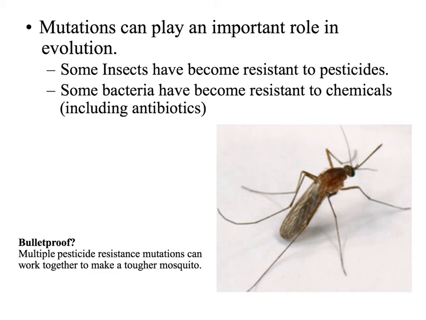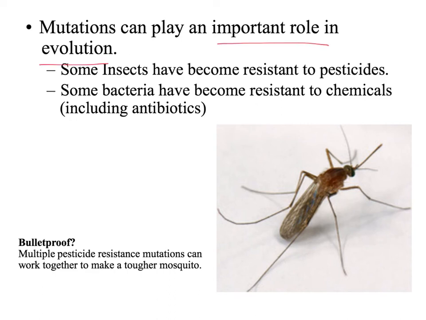All right, so we've talked about how mutations can be neutral. They can have no effect on an organism. Mutations can be bad. The example of Tay-Sachs is deadly and has dramatic effects on an individual. But mutations can also be beneficial. And mutations are really important and play an important role in evolution.